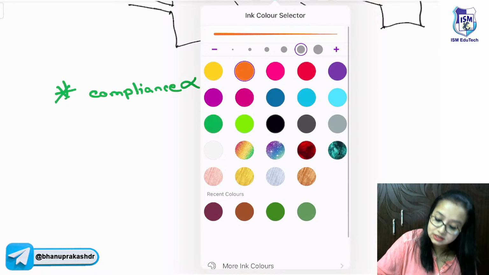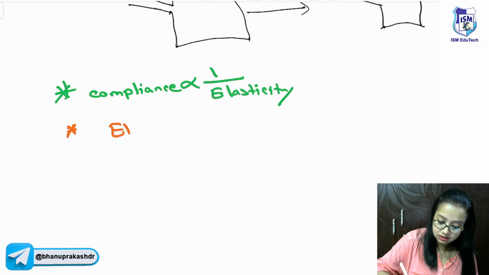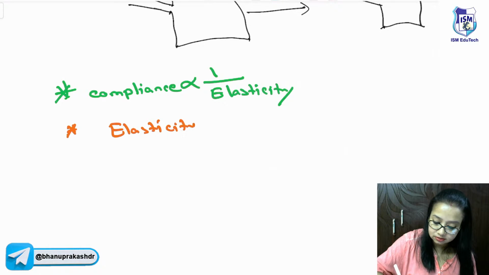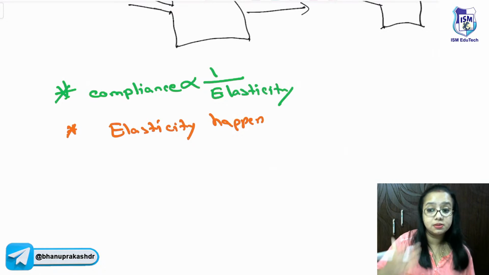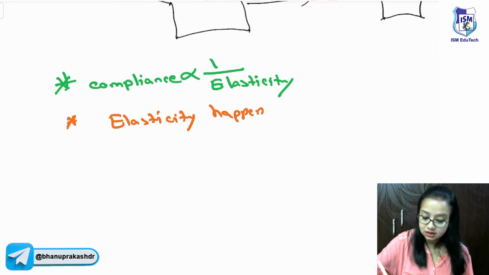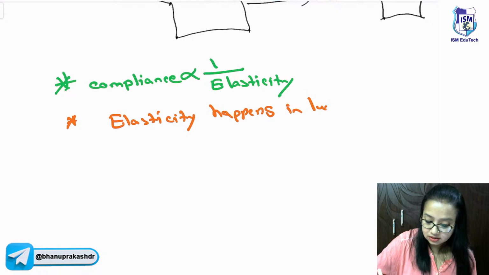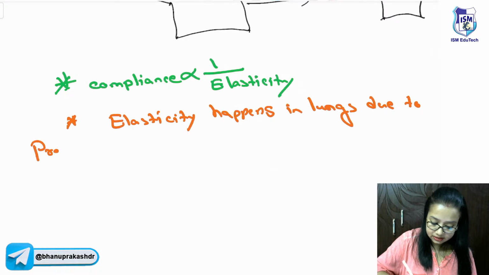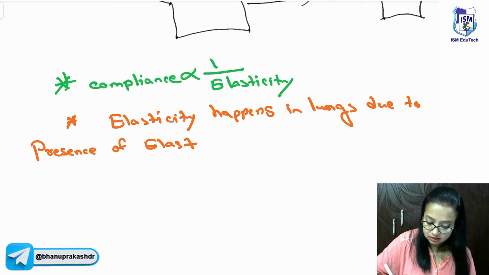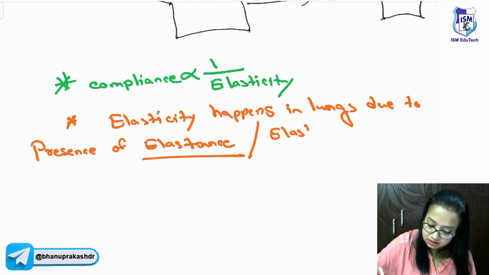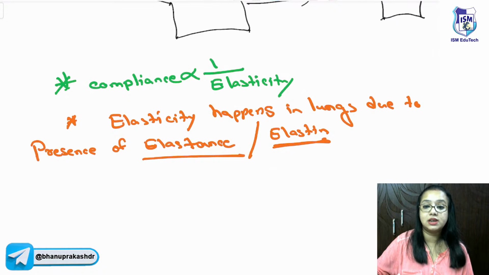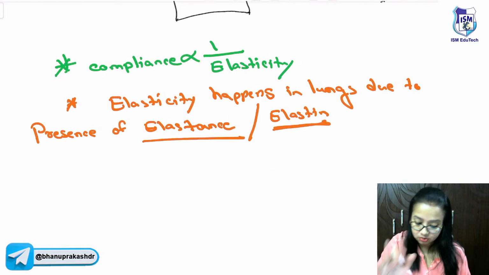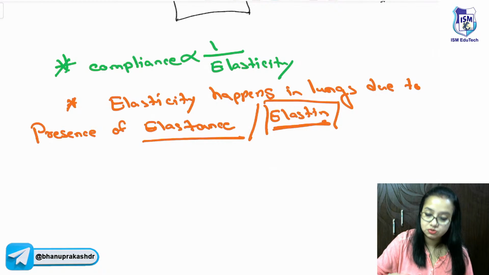Now, for elasticity to happen, we are talking here about the lungs because we are talking about the respiratory system, elasticity happens in lungs due to the presence of elastin. The protein name is elastin. So that is the protein, and the virtue is the elastin. Okay, so elastin, this is the name of the protein which we have to remember.